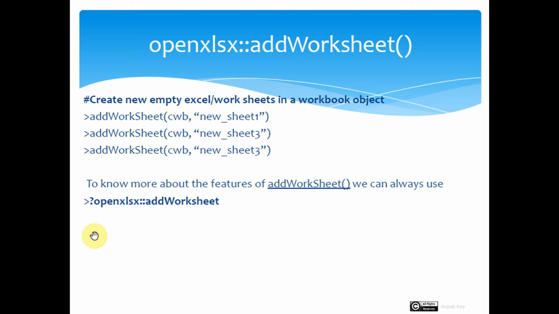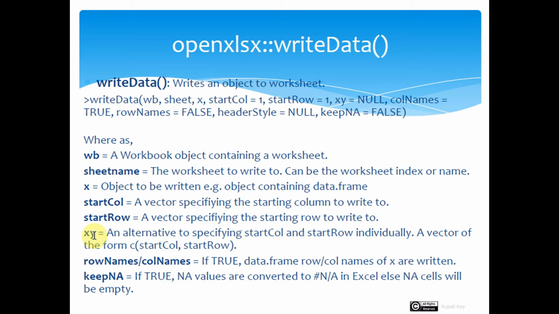Now we need a function to write data in the worksheet. The Openxlsx package again provides an easy way to write data to a worksheet using the writeData function. The writeData function includes parameters like first the workbook object, then the sheet name, then x, the object name containing the data frame, and the rest are the same as before: startCol, rowNames, colNames, and so on. Let me show you with the help of an example.